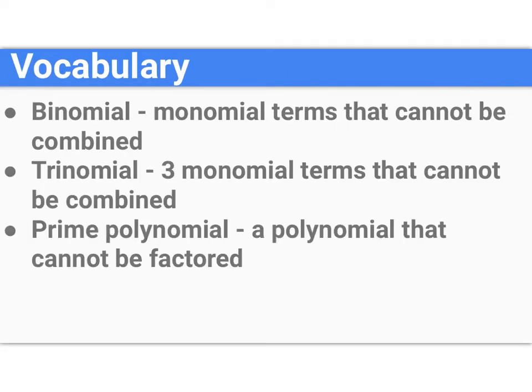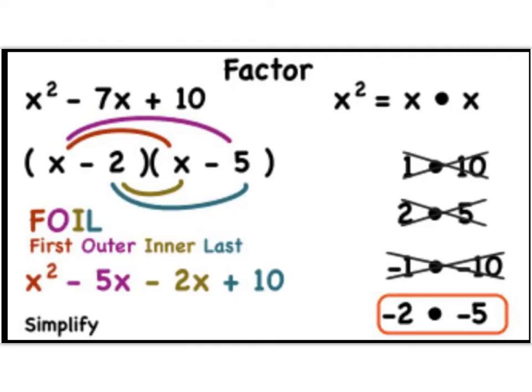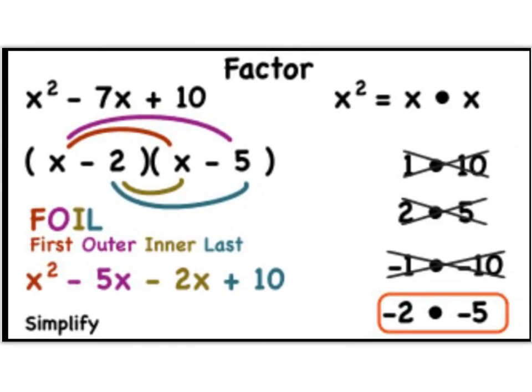All right, here's our objective. Here's some vocabulary, and this is what we mean by factor. So you take something and make it smaller. So here's our trinomial right here in the top line, and this is factored form. And what they show you is if you use FOIL, you will get back your original trinomial.